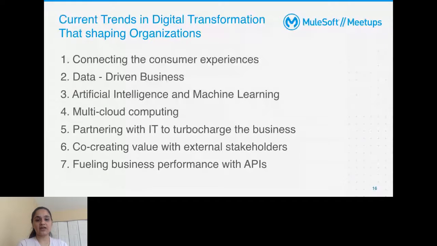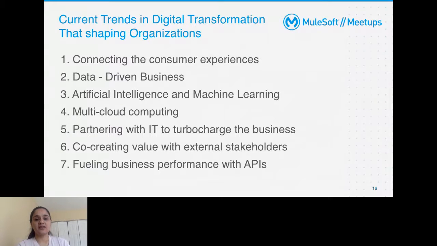The sixth one is co-creating value with external stakeholders. Earlier, organizations were not sharing their data with external stakeholders like their partner companies and vendor companies. Now the scenario has changed. To meet consumer needs and deliver the best experience, they need to share organization data with their partners, so the partners can help the organizations achieve their business goals, vision, and mission. So that's another approach of digital transformation.